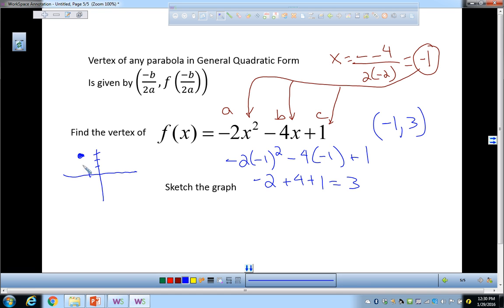Is this parabola going to be upside down or right side up? Upside down. That was Justin who said that. Yes, it's upside down. Okay?